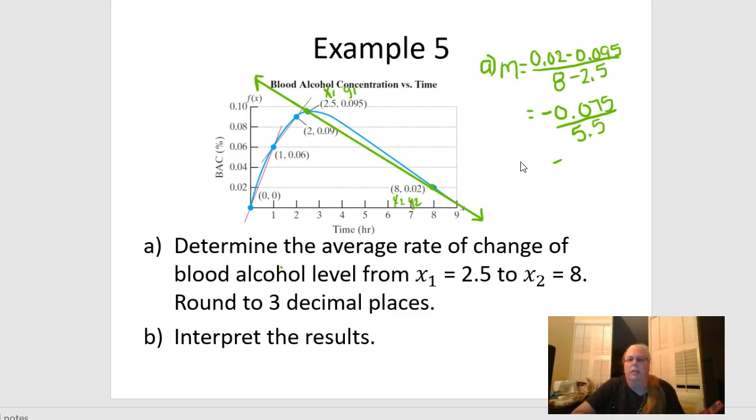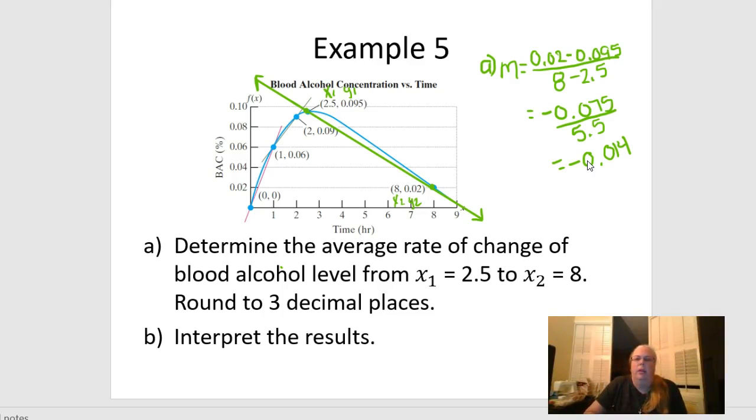All right, so let's put that in the calculator and round it to 3 decimal places. And this is going to give me negative 0.014. It was actually 0.1366666, but the 6 is going to round that 3 up to a 4. So negative 0.014. Okay, now for part B, we're asked to interpret the results.